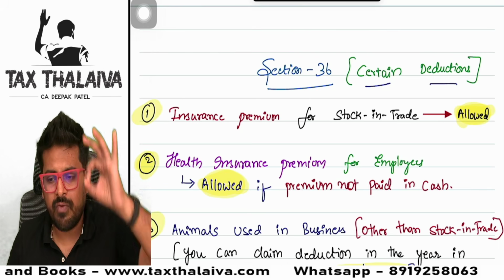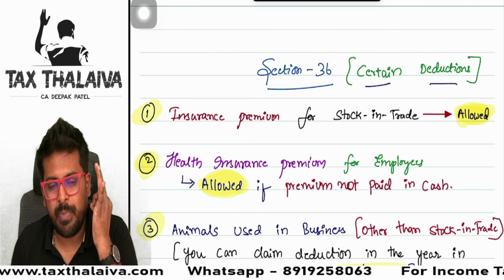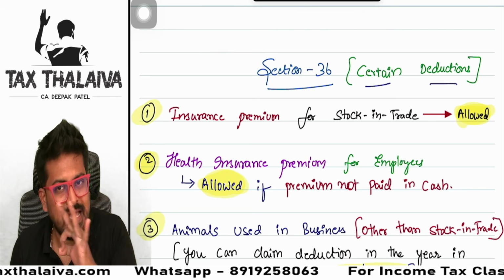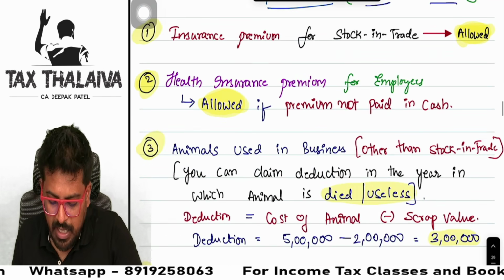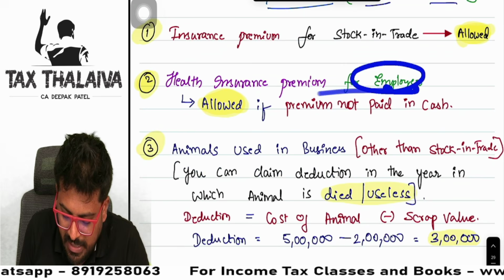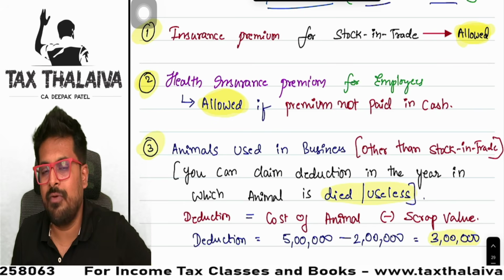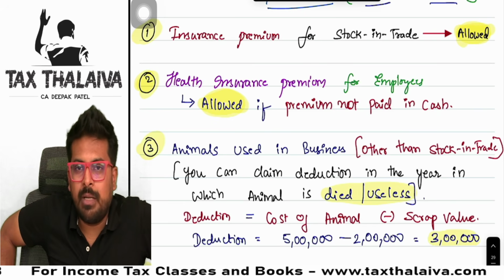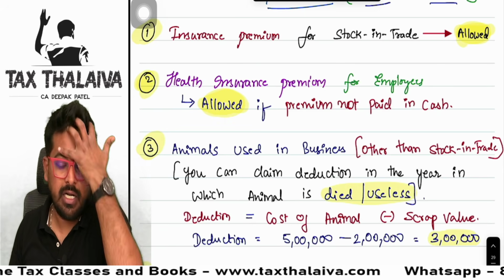Simple, guys, always remember one principle in your PGBP topic. If it is a business-related expenditure, generally it is allowed unless it is specifically disallowed. Okay, next. Health insurance premium for employees is allowed if the premium is not paid in cash. So if you took any health insurance for your employees, then whatever premium the business pays for that will be allowed as deduction. Got it? Next.